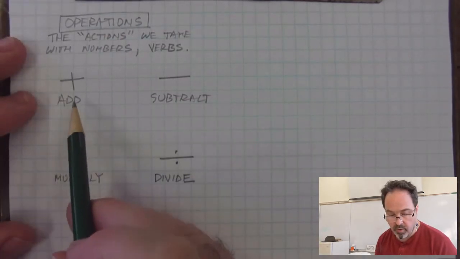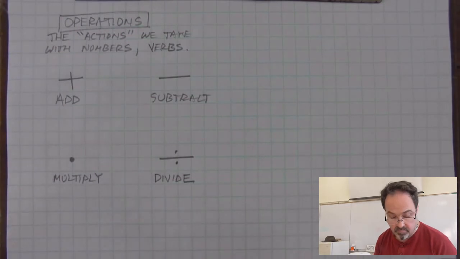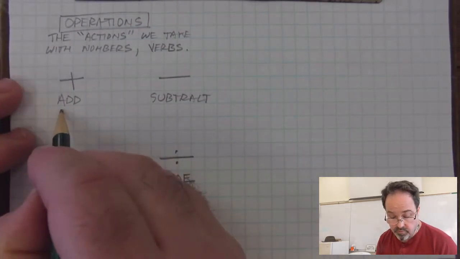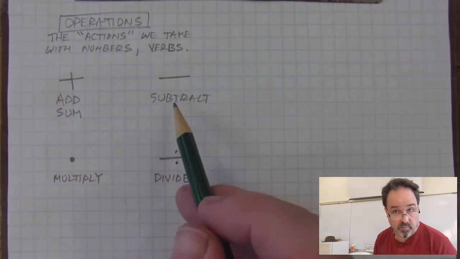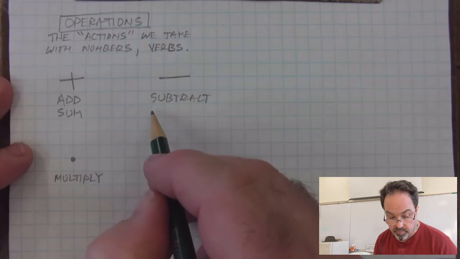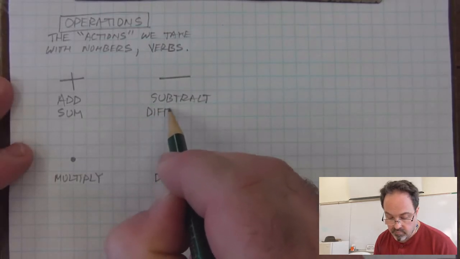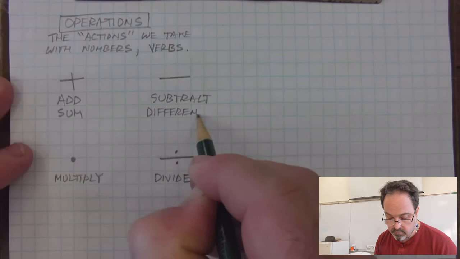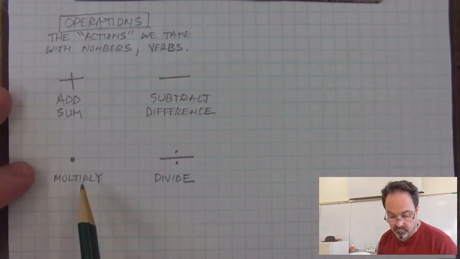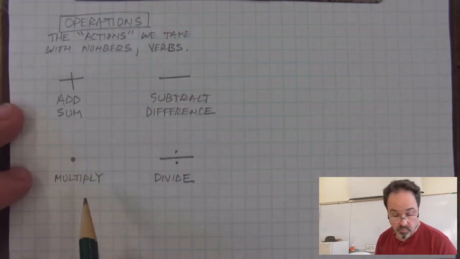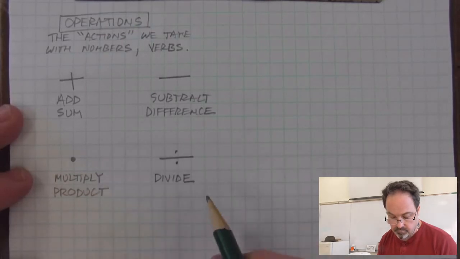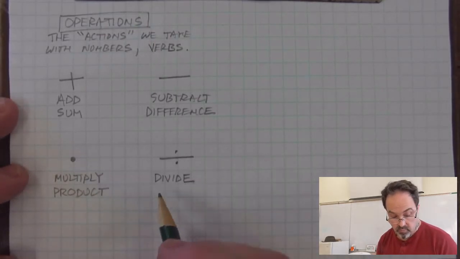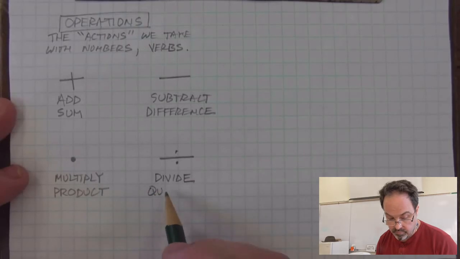So when we have a problem in which we've added numbers together, what's produced by addition is called a sum. When we have two numbers that we subtract, what we produce by subtraction is called a difference. When we have two numbers that we multiply, what is produced by multiplication is called a product. And when we divide, what is produced is called a quotient.